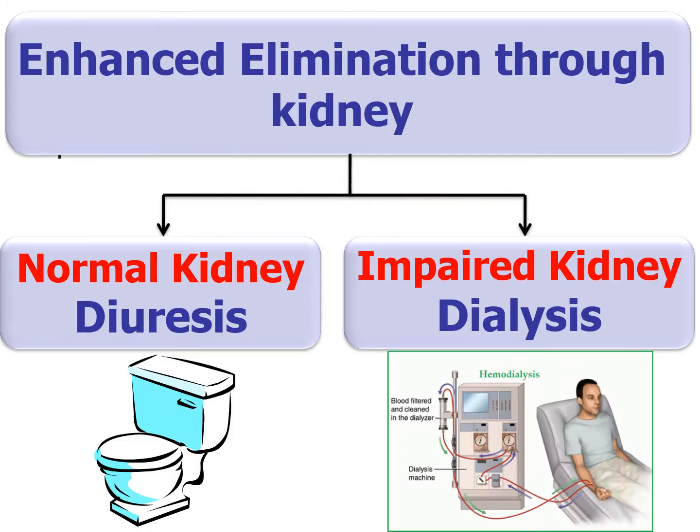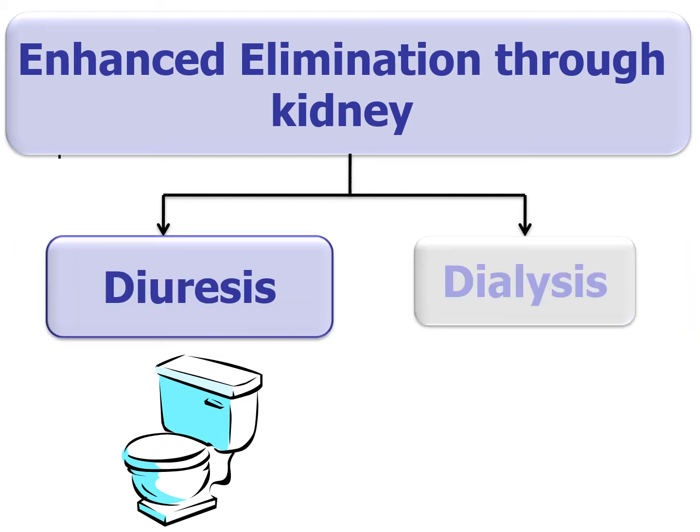I have to ask myself, does this patient have normal kidney function? If yes, I'll depend on his kidney to increase the elimination of the poison, which is called diuresis. But if he has impaired kidney function, I'll depend on another method rather than his diseased kidney, which is called dialysis. We will start with diuresis.